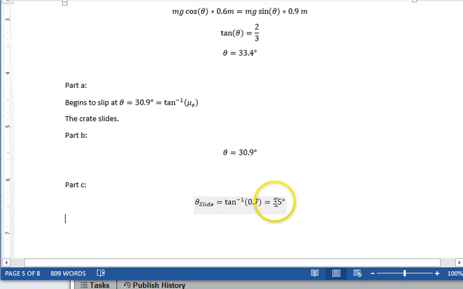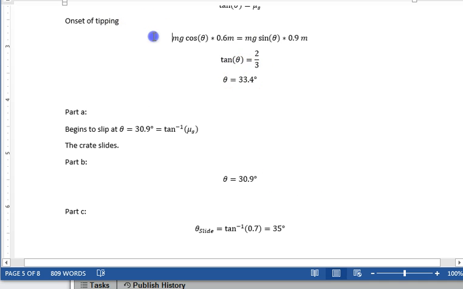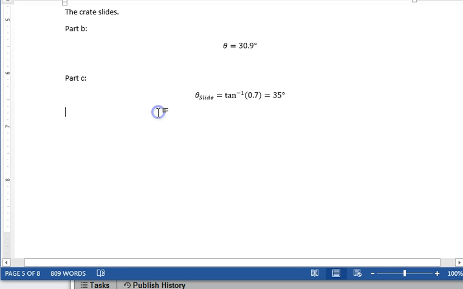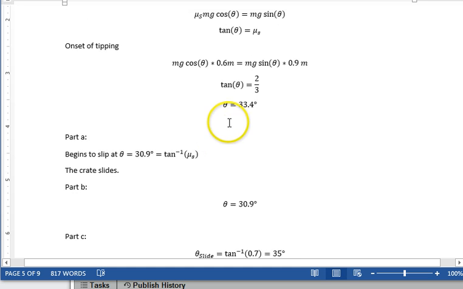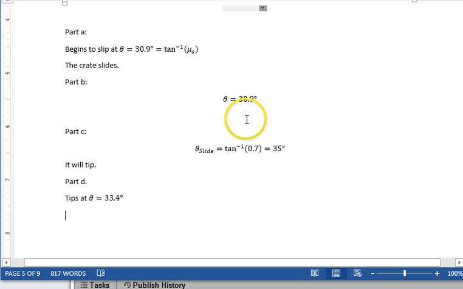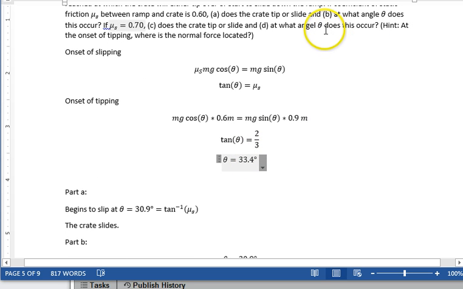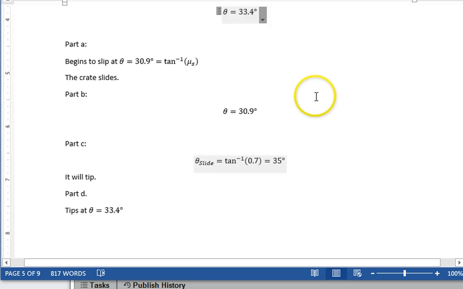So it would begin to slide at 35 degrees, but you notice up here, the point at which it begins to tip is independent of the coefficient of friction. So in part C, it will tip. And then part D is the tipping angle, theta equals 33.4 degrees at the point at which it tips. And I believe that is it for this problem.